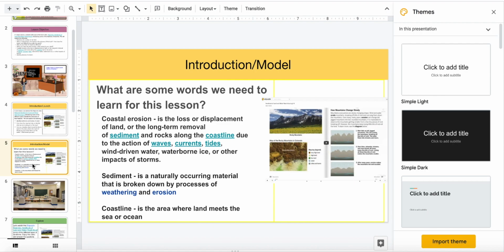Let's introduce some words we need to learn for this lesson. Coastal erosion. Remember, it's the loss or displacement of land or long-term removal of sediment like sand and rocks along the coastline due to the action of the waves, the currents, and tides when we have storms or wind-driven water, waterborne ice, or other impacts of storms again. So sediment is the naturally occurring material that's broken down by the process of weathering and erosion. Basically, sometimes it's called sand. And coastline, by the beaches, is the area where land meets the sea or ocean.